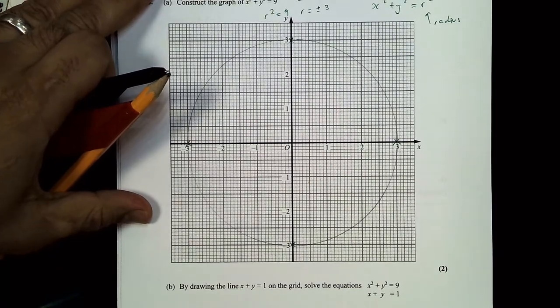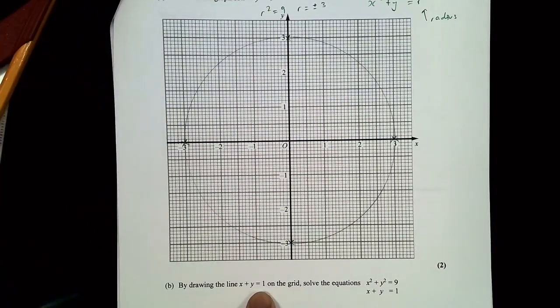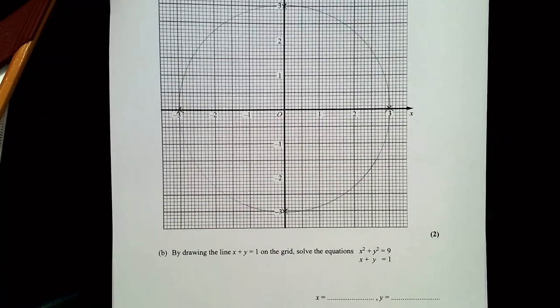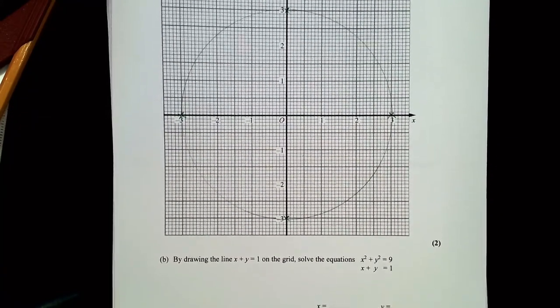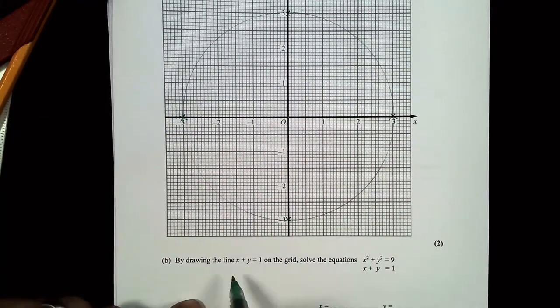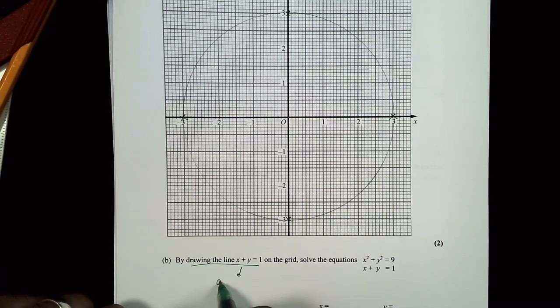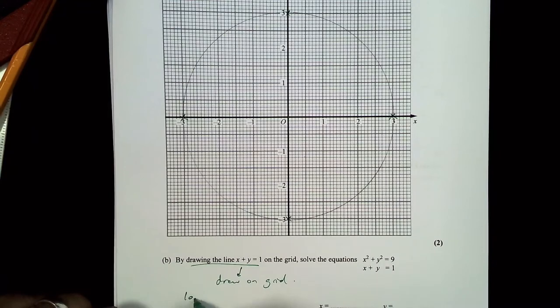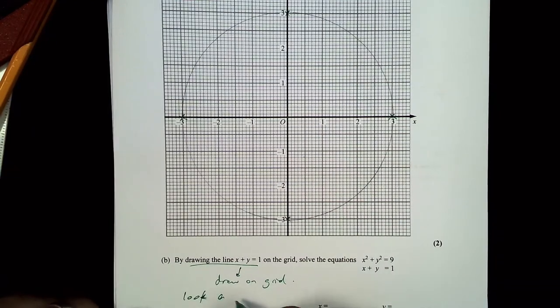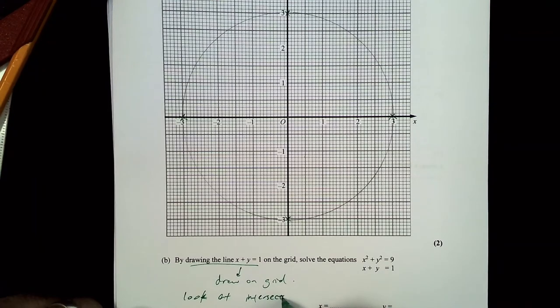Part B, by drawing x plus y equals 1 on the grid, solve the equations x squared plus y squared equals 9, x plus y equals 1. What it's asking for here is really for you to draw this line on the grid, and then look at the intersections. Okay, so let's do that.